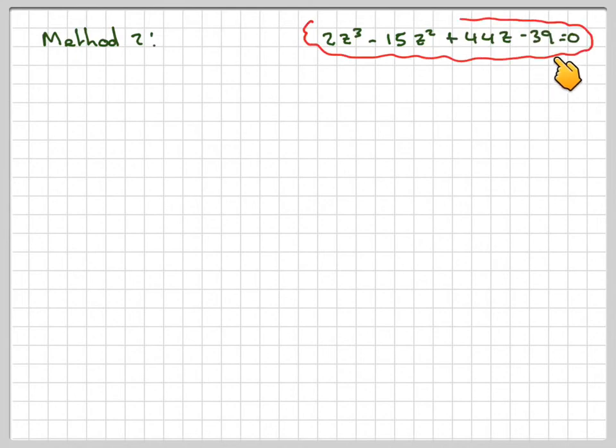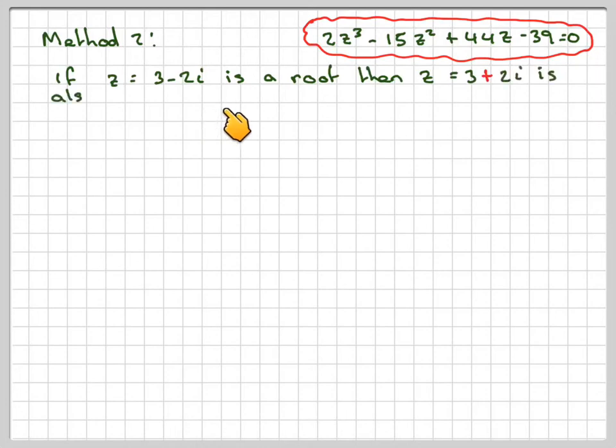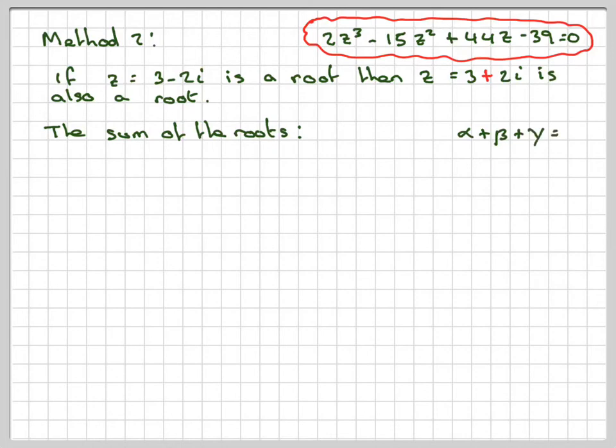So we'll write out the original cubic. Same idea: if z equals 3 minus 2i is a root, then obviously z equals 3 plus 2i is also a root. The coefficients do have to be real for that to happen, though. The sum of the roots of this cubic, alpha plus beta plus gamma, is equal to minus b over a. So we've got two of the roots, let's just add them together.